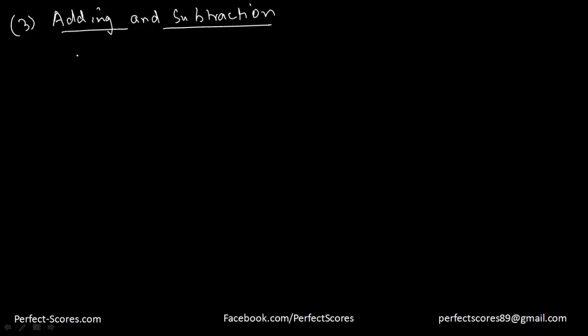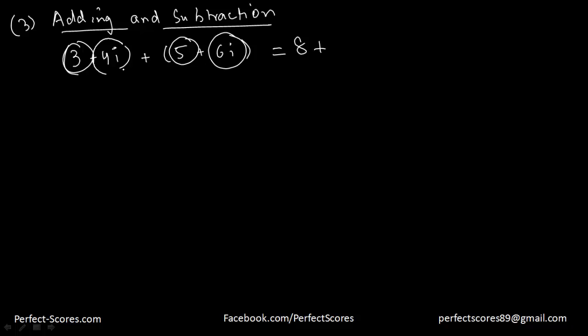The next property is about the addition and subtraction of complex numbers, right? So let's suppose I want to add two complex numbers. Let's suppose one complex number is 3 plus 4i and the other complex number is actually 5 plus 6i, right? So when I add the complex numbers, I'll add the real parts separately. So it's going to be 5 plus 3, 8, and I will add the imaginary parts separately, 6 plus 4, which is 10i. So this is what the complex number is going to be.